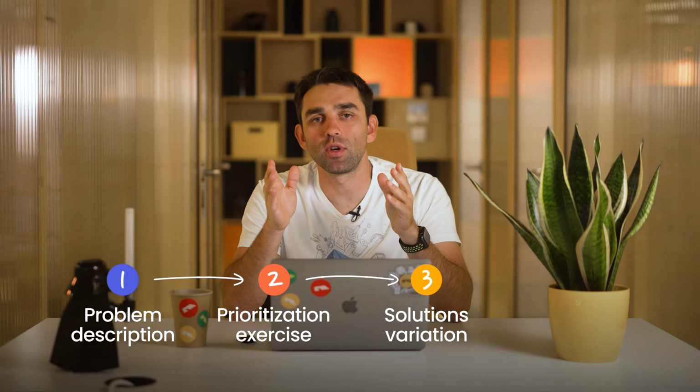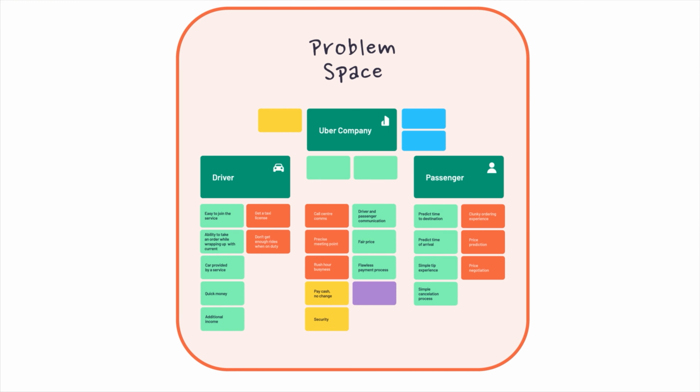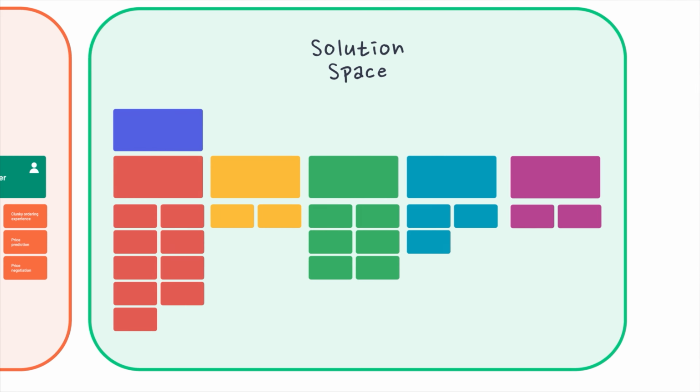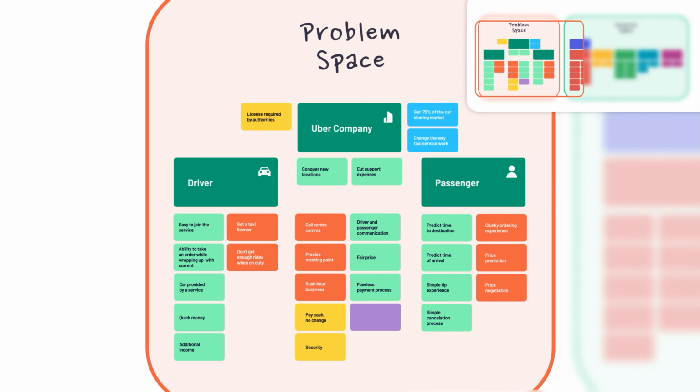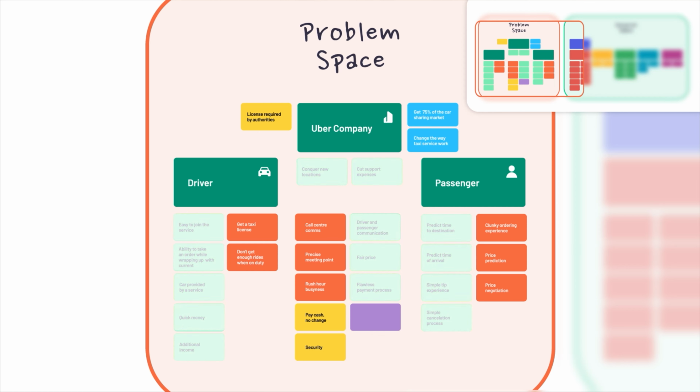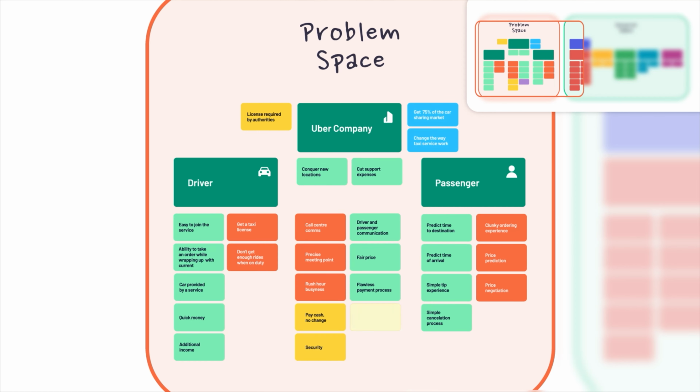There are only 4 steps to accomplish: problem description, prioritization, solution variations, and solution breakdown. So, there are 2 spaces on the board: problem space for describing the context of the problem, and solution space for solution details. We start from the problem space with a problem description. It is a brainstorming session to define the key subjects and their descriptors: benefits, risks, issues, goals, and domain knowledge.